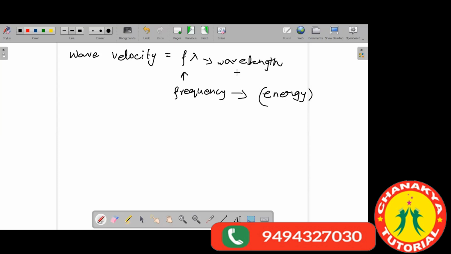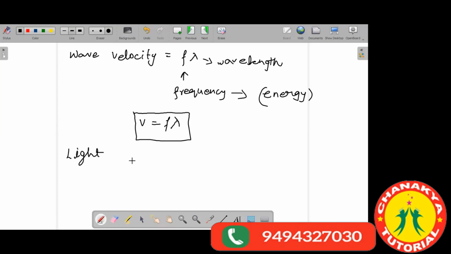Wavelength is a characteristic of a wave. It depends on the wave velocity. So the very important formula, wave velocity is equal to f lambda. Sometimes we write it as V equals f lambda. This is a universal formula which you can use for a sound wave or for a light wave or any of them. Especially when we use this formula for light, let's see what happens in the case of light.